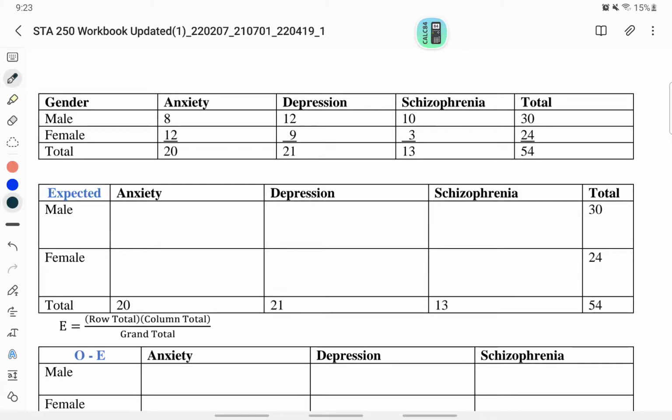Okay, so let's do the following format. Let's find the expected frequency for male and anxiety. This right here is male and anxiety. To compute our expected value, we take the row total, which is 30. We're going to multiply that with the column total, which is 20, and divide that by the grand total, which is 54.